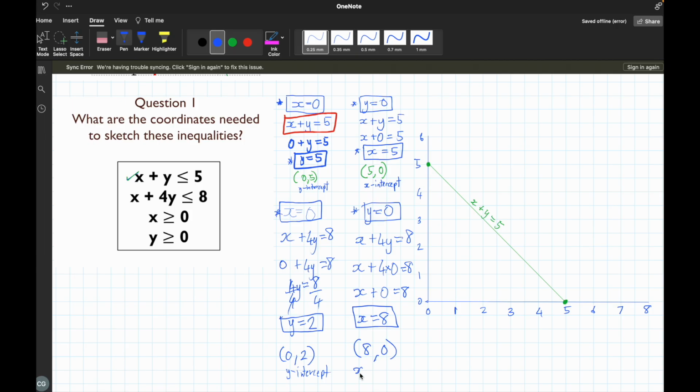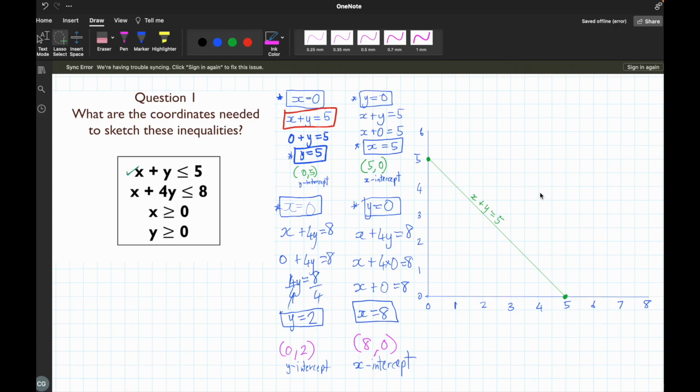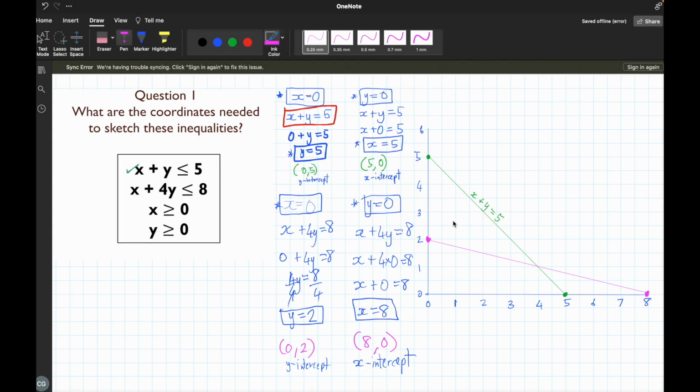And this is the x-intercept. All right, so let's use another color for this one. So (0, 2) is the first one, (0, 2) for the y-intercept. And then we have (8, 0), which is the x-intercept, which is right here. All right, so now we could draw our line. So straight across here, we drew our line.